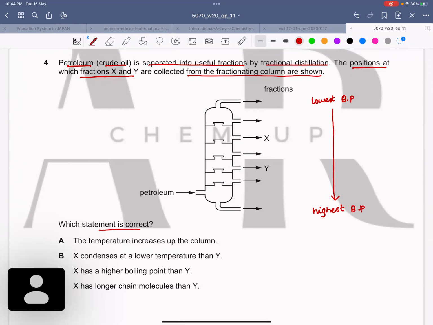Okay, so if they have a lowest boiling point, it means that the temperature would be low at the top of the fractionating column and the temperature would be high at the bottom of the fractionating column. Is this understandable to everyone? Yes, sir. Okay, so the first statement says the temperature increases up the column. So we have observed that up the column temperature gets lower, which means statement A is wrong. Is this understandable? Yes. Okay.